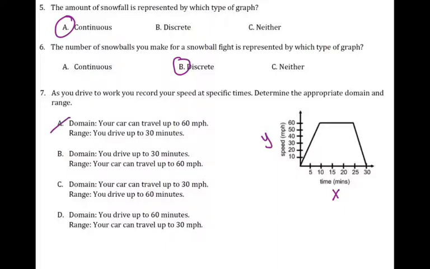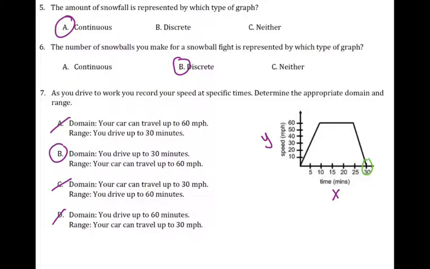Letter B, I can drive up to 30 minutes. That talks about time. Sure. We can try to eliminate some of the answers from there, so that could be an answer. Letter C, your car can travel up to 30 miles per hour. That's not talking about time. And letter D, your domain, you can drive up to 60 minutes. That is talking about time, but if I look at my graph, it stops at 30. So that means that is not going to work either. So my answer is letter B.